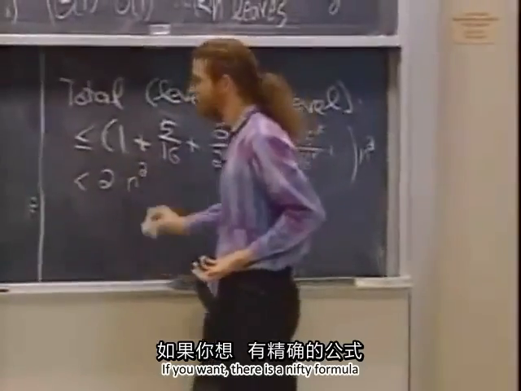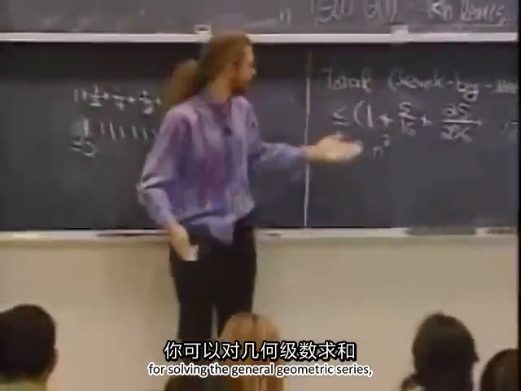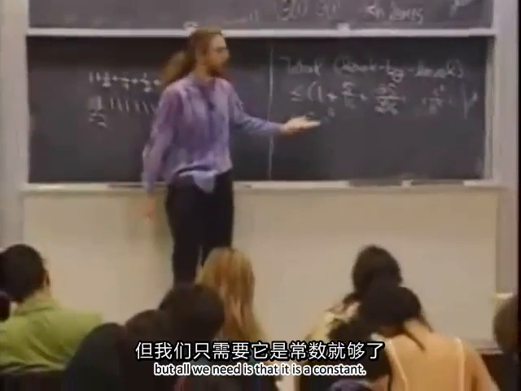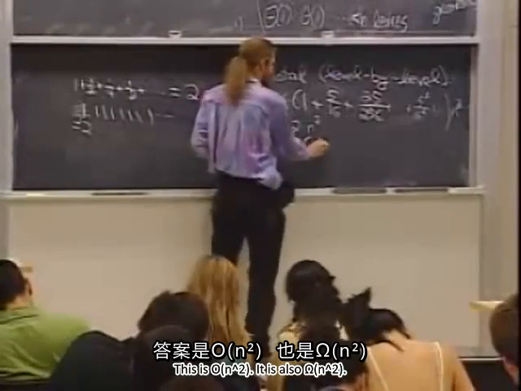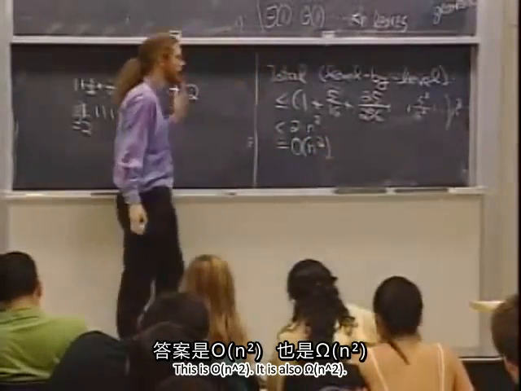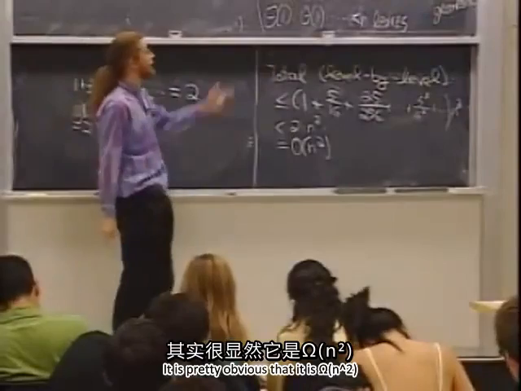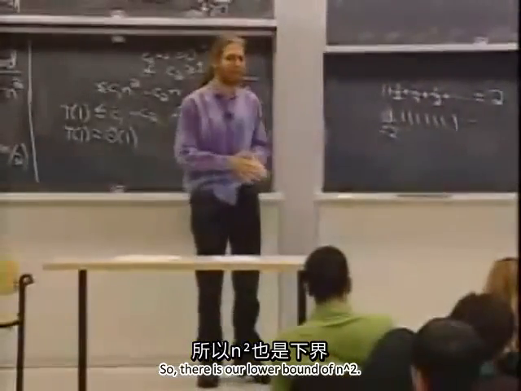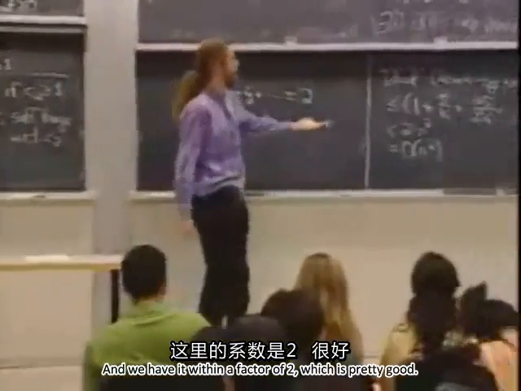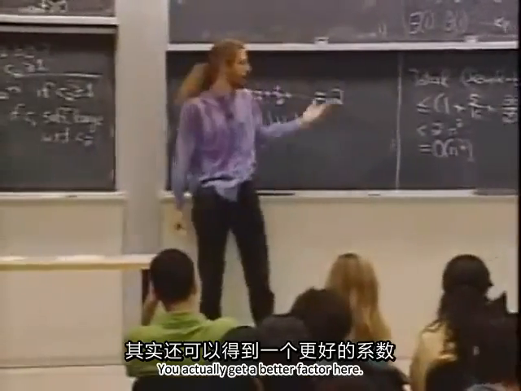Okay, if you want, there's a nifty formula for solving the general geometric series, but all we need is that it's a constant. So this is order n squared. It's also omega n squared. It's pretty obvious that it's omega n squared because the top thing is n squared. So there's our lower bound of n squared. And we have it within a factor of 2, which is pretty good. You actually get a better factor here.